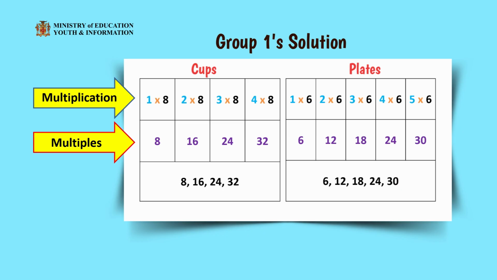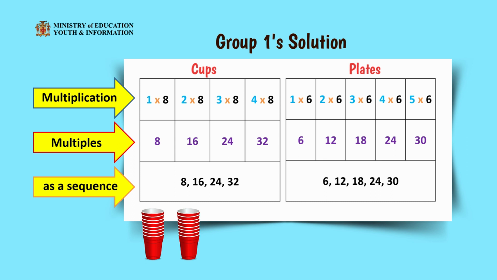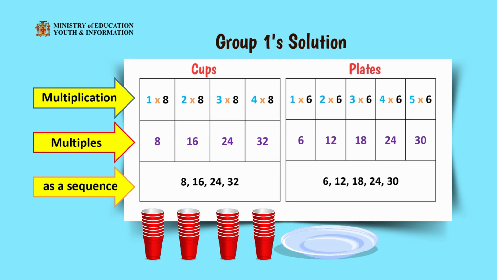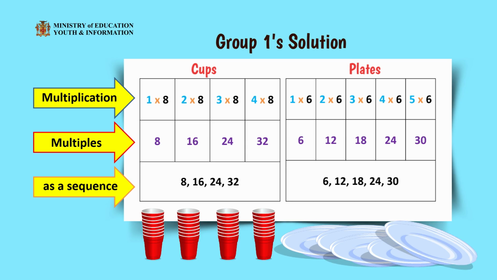Awesome! They listed the multiples of 8 and 6 in sequential order. The first 4 multiples of 8 were 8, 16, 24, and 32. And the first 5 multiples of 6 were 6, 12, 18, 24, and 30. This was as far as they got. What would group 1 need to do to find the solution?